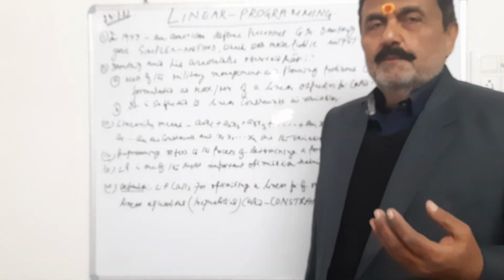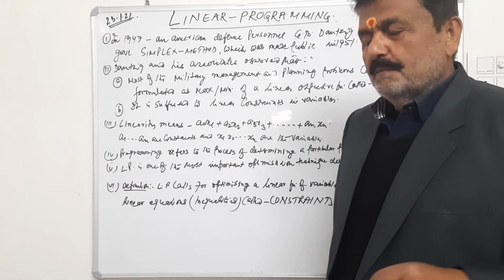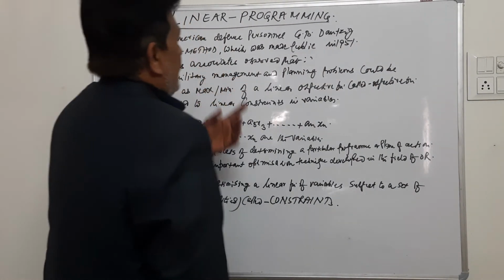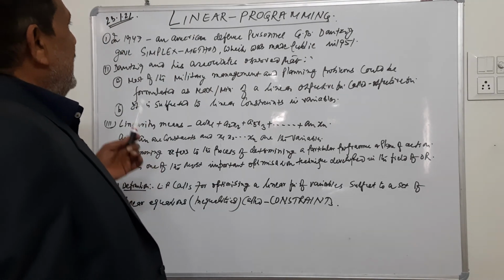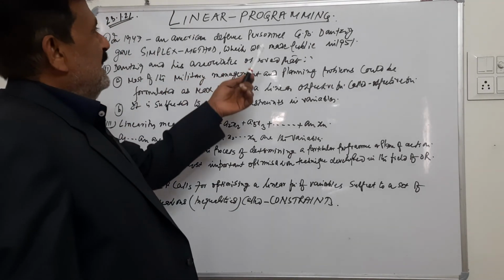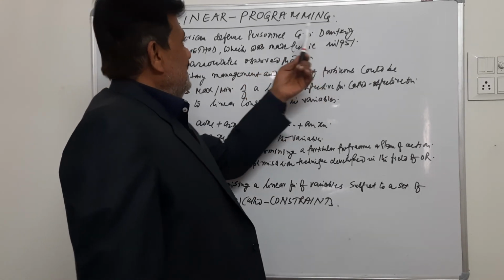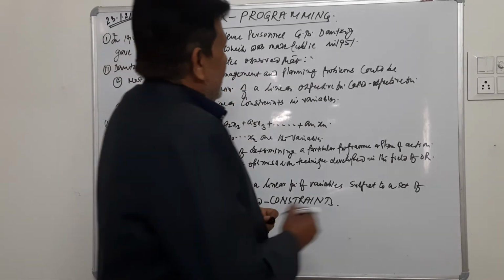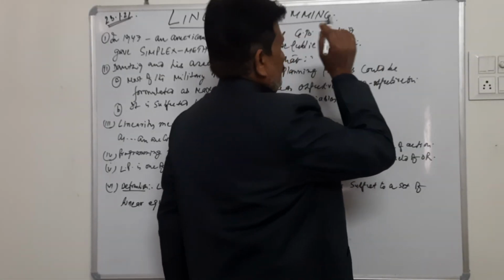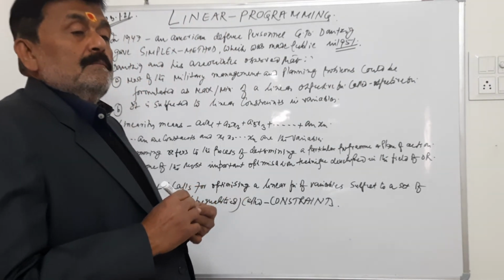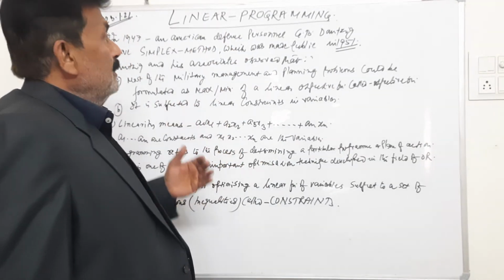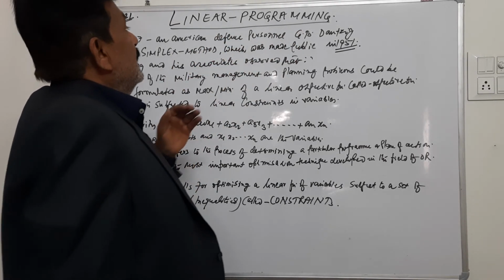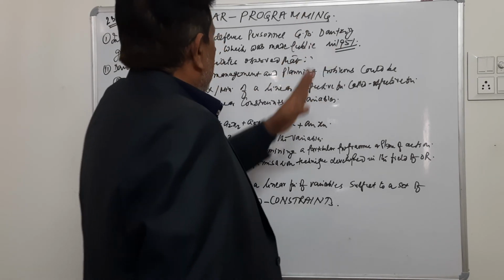Today's class is likely to be devoted to linear programming, and right from today I am starting linear programming. Now regarding linear programming, in 1947 an American defense personnel, G.B. Dantzig, gave the simplex method, which was made public in 1951. So the first algorithm for linear programming was given by G.B. Dantzig in 1947, which was made available to the public in 1951.